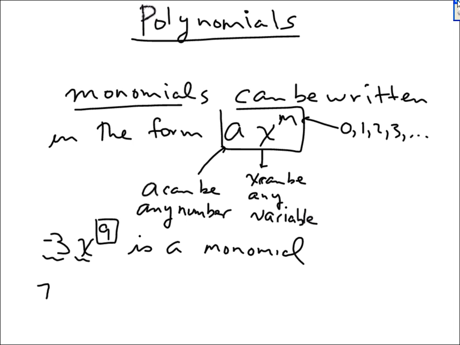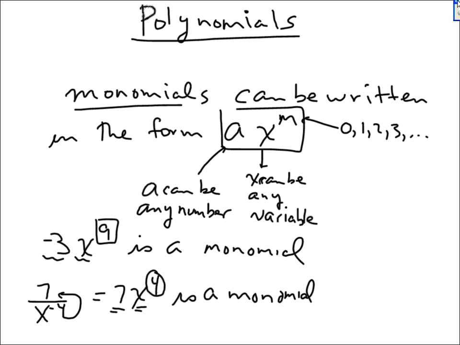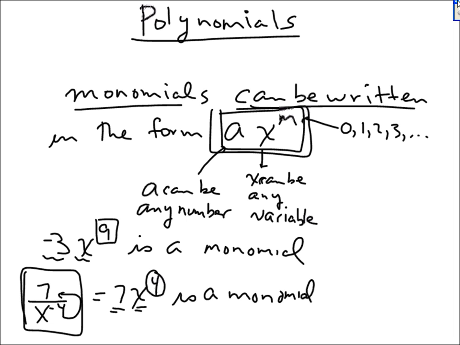If you have 7 over x to the 4, this is a monomial. Because if I bring the x to the negative 4 to the numerator, it becomes 7x to the 4. Here's my number, here's my variable, and this is an allowable exponent. I never said you have to be in the form ax to the m to be a monomial. It says it can be written in that form.